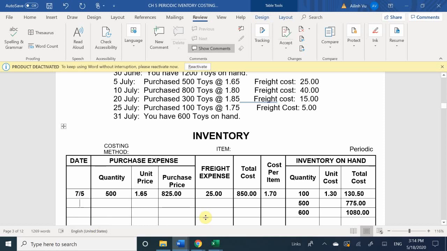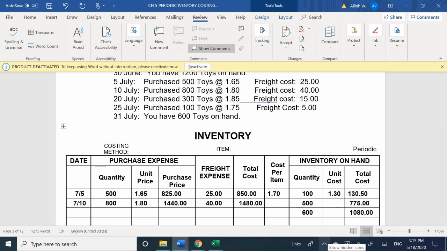I purchased 800 toys on the 10th, at $1.80, and the freight was $40. Okay, so how much was our purchase price? $1,440. Yeah, so $1,440. Okay, plus 40 gives us $1,480. Yes, at $1.85. All right, what's next?